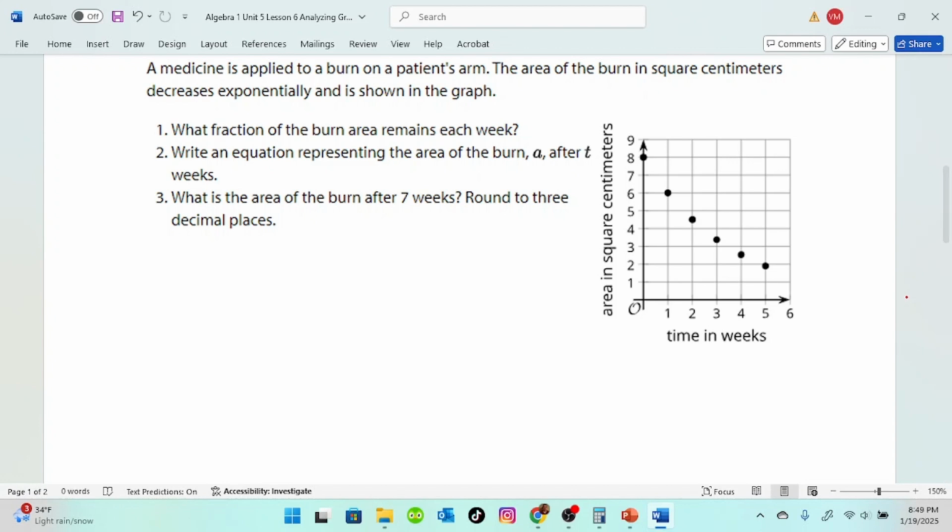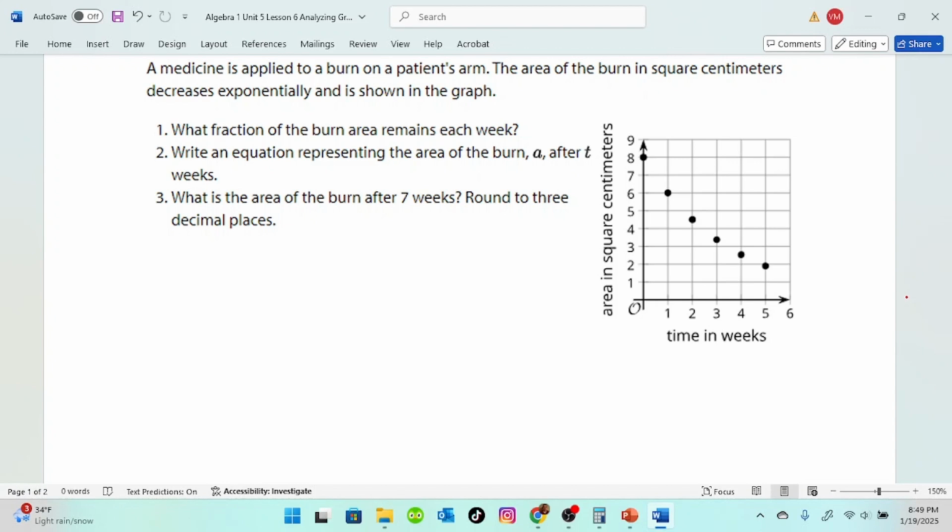Our next practice problem says a medicine is applied to a burn on a patient's arm. The area of the burn in square centimeters decreases exponentially and is shown in the graph. Number 1 asks us, what fraction of the burn area remains each week?